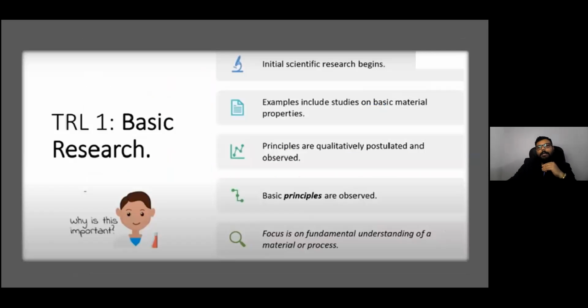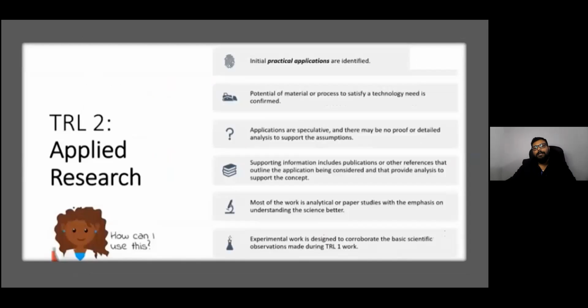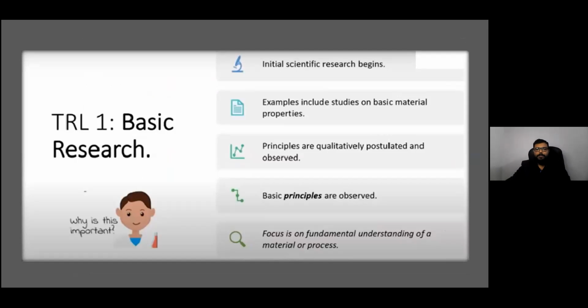Okay, now let's discuss TRL in brief. Again, this is also a self-explanatory slide. Okay, the basic research. Why is this important? First, initial specific research begins. So whenever anything is developed, the first phase is research. That basic research needs to be done. Examples include studies on basic material properties.